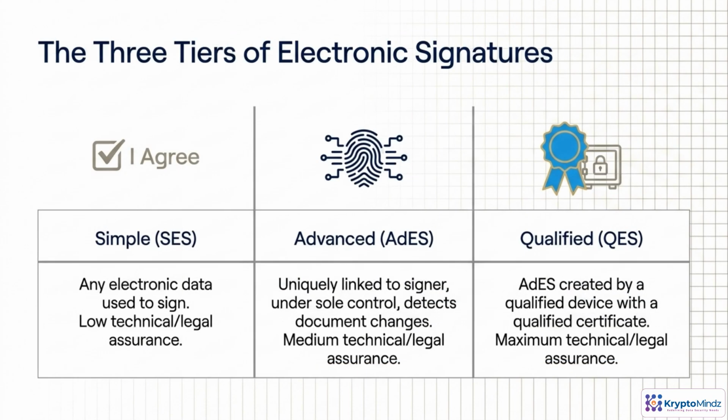eIDAS defines 3 tiers of electronic signatures with rising assurance. Simple electronic signatures cover anything from a typed name to an I agree click. They're easy to use, but weak in proving who signed and what exactly was signed. Advanced electronic signatures are bound to one person under their sole control and reveal any document changes. Qualified electronic signatures are advanced signatures plus a qualified device and certificate, giving the strongest legal effect comparable to handwritten signatures.